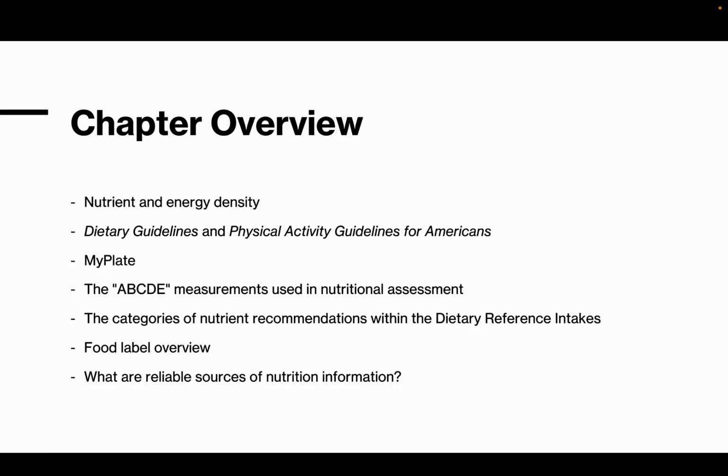So this chapter does cover some very interesting and important information. As I mentioned on the previous slide, please read all of it. But it provides more information on nutrient and energy density that I introduced in the Module 1 presentation, including how to calculate these particular numbers. It discusses the dietary guidelines for Americans and physical activity guidelines for Americans, the current dietary food guidance system, MyPlate, and the A, B, C, D, E measurements used in nutritional assessment. And you can read what those letters mean within our chapter.